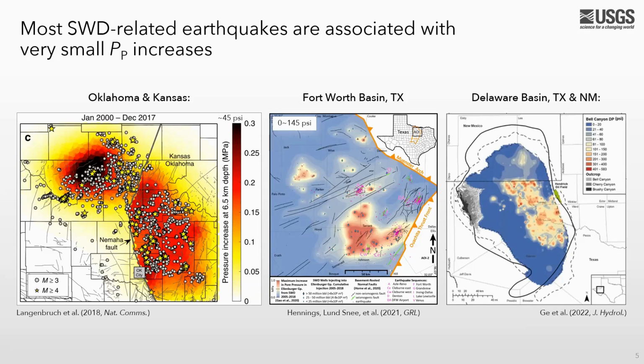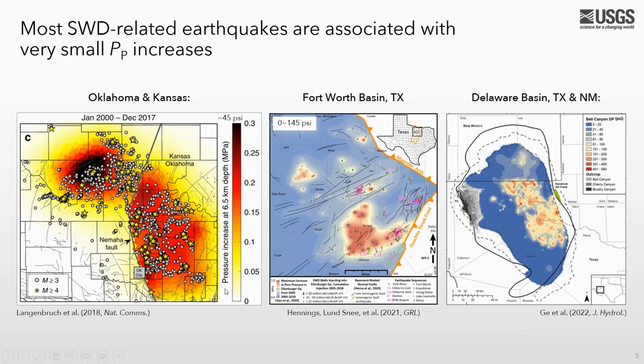And remarkably, most of these earthquakes, particularly when we're talking about saltwater disposal related earthquakes, are associated with very small pore pressure increases, usually spread over a very large region. We've seen this very remarkably in Oklahoma and Kansas. That's what's shown here. These are all pore pressure models for different areas: Oklahoma, Kansas, Fort Worth Basin in the center, and the Delaware Basin, a recent pore pressure model on the right. And all of these, we are talking basically pore pressures of usually around 200 psi or less. So usually less than about a megapascal.